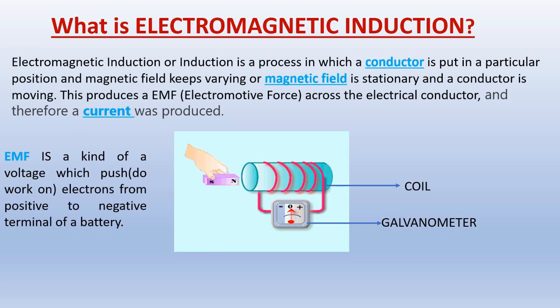So what is this EMF? EMF is a kind of voltage which pushes electrons from the positive to the negative terminal of the battery. Why from positive to negative? It is because the current, that is the conventional current, is the flow of charges from the positive to the negative terminal of the battery. So this EMF is a kind of voltage, and that is why the current is induced in a coil.